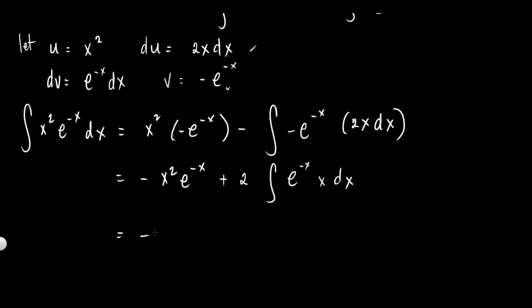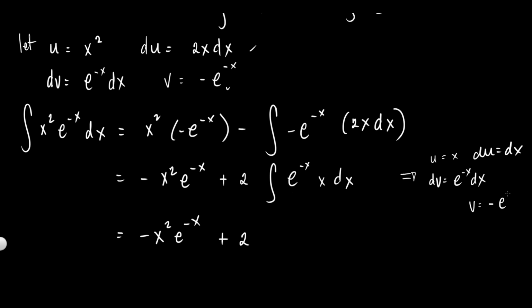So, this is minus x squared e raised to minus x plus 2. Okay? So, here now. Let's do this by parts also. Just this part, this integral. So, if we let u equals x, du is dx. Now, dv is equal to e raised to minus x dx. Now, v is equal to minus e raised to minus x. So, now, 2 times this integral.